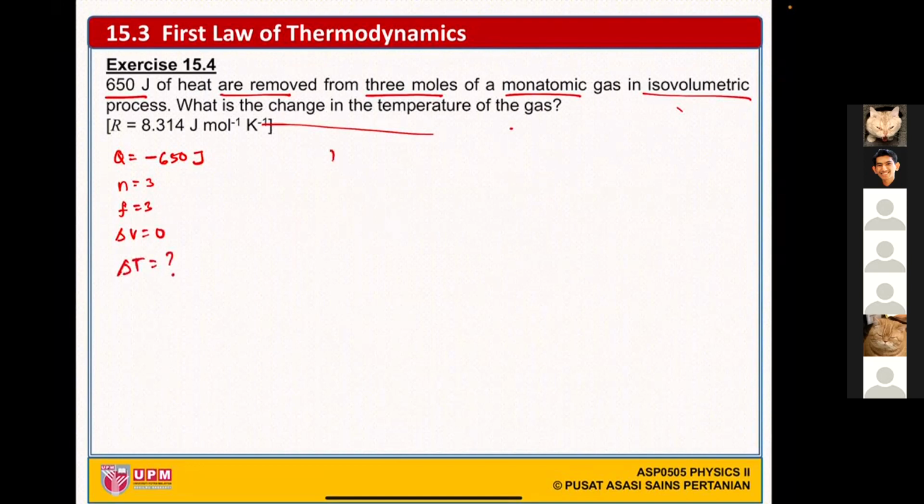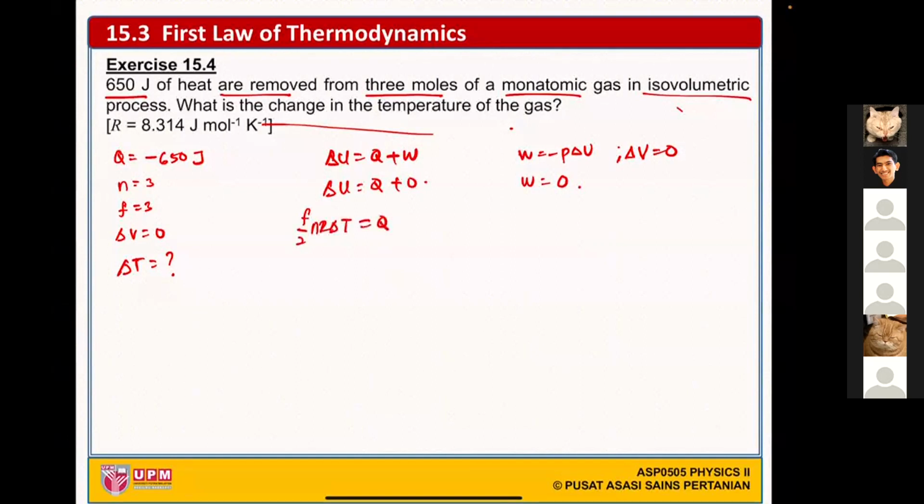So kita guna konsep apa? Delta U is equal to Q plus W. So sebab tu saya kata kat awak, fahamkan konsep first law of thermodynamics. Dalam konsep first law of thermodynamics, W equal to negative P, the change in V. Since delta V is equal to 0, W is equal to 0. Dapatlah delta U is equal to Q plus 0. Jadi the change in U is equal to F divided by 2 and R the change in T is equal to Q. Jadi kita masukkan value, maknanya the change in T adalah sama dengan 2Q divide by F and R.